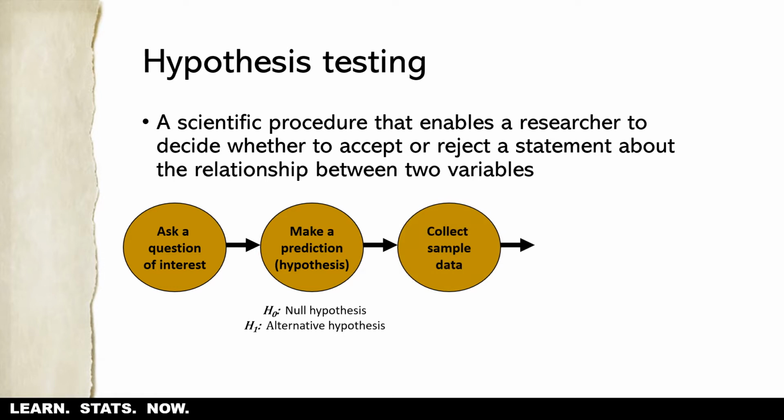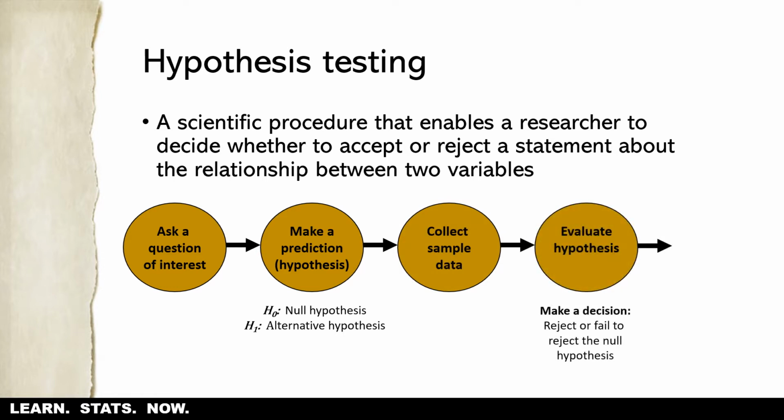We then collect sample data, and then we're going to analyze that data. We're going to evaluate the hypothesis, and we make a decision to either reject or fail to reject the null hypothesis. The null hypothesis is what we actually test. And then we take those results and we generalize back to the population. We look to see if there are any research design issues. Maybe we want to address some of those in our next experiment.